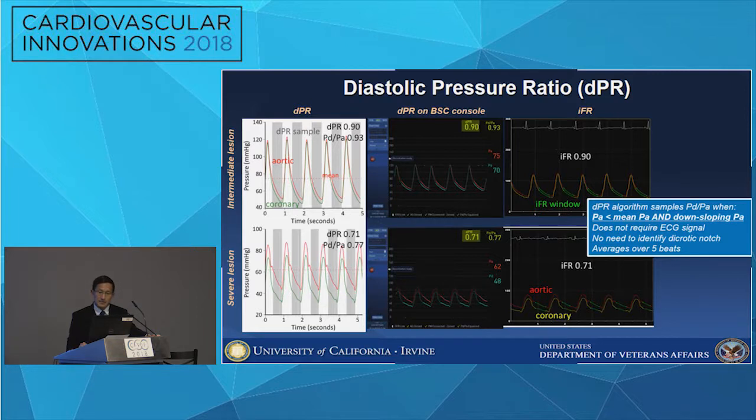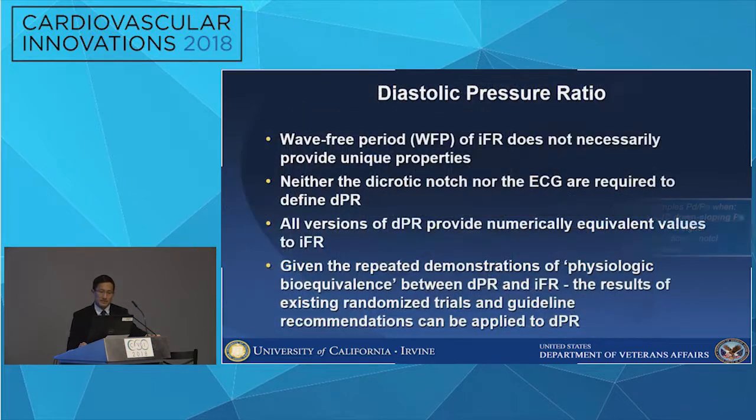And so the advantage of this is that, unlike the original iFR algorithm, you don't need the EKG, and there's no need to identify the dicrotic notch. And their protocol averages it over 5 beats. So it has some advantages over the original iFR protocol, and it's basically numerically equivalent.